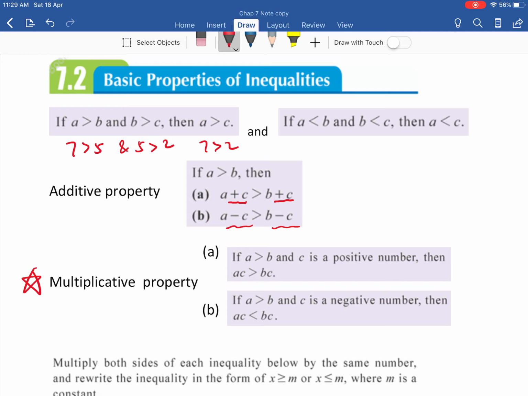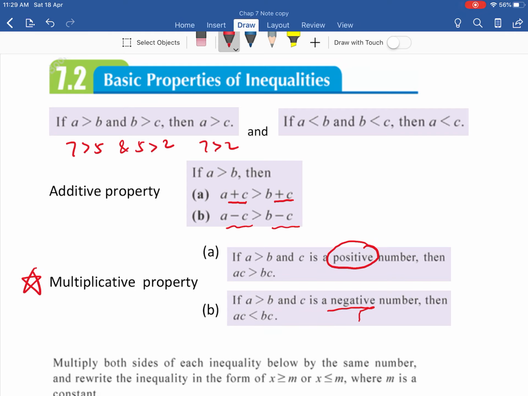And what's important is the multiplicative property. It is very important. If A is greater than B, some students say that A times C must be greater than B times C. It is not correct. It is only correct when C is positive. How about if C is negative? We look at an example.